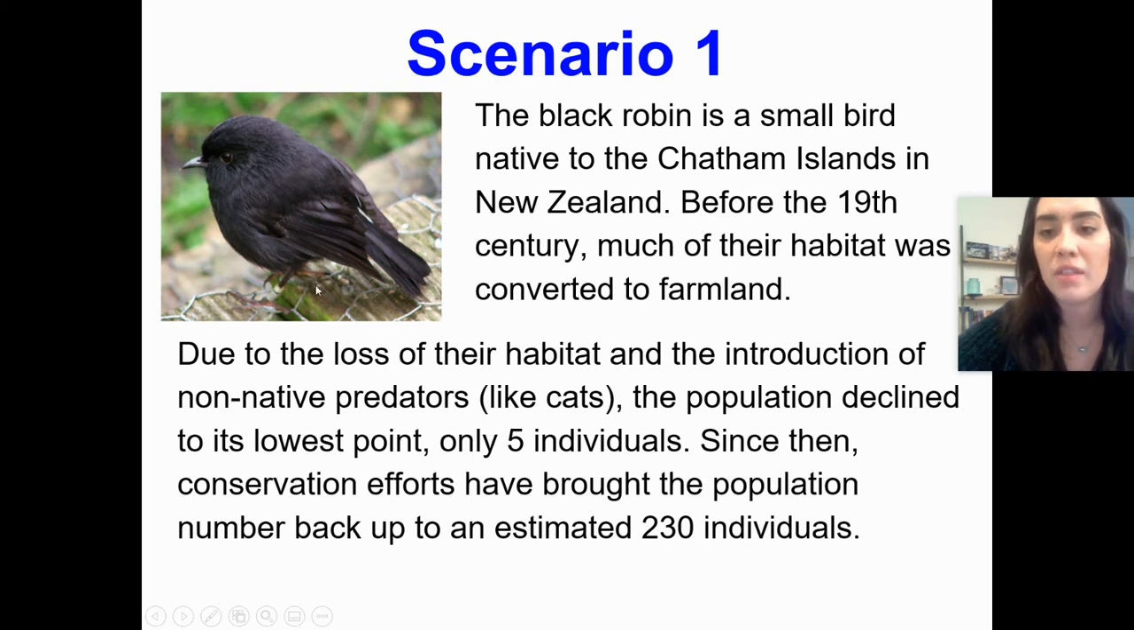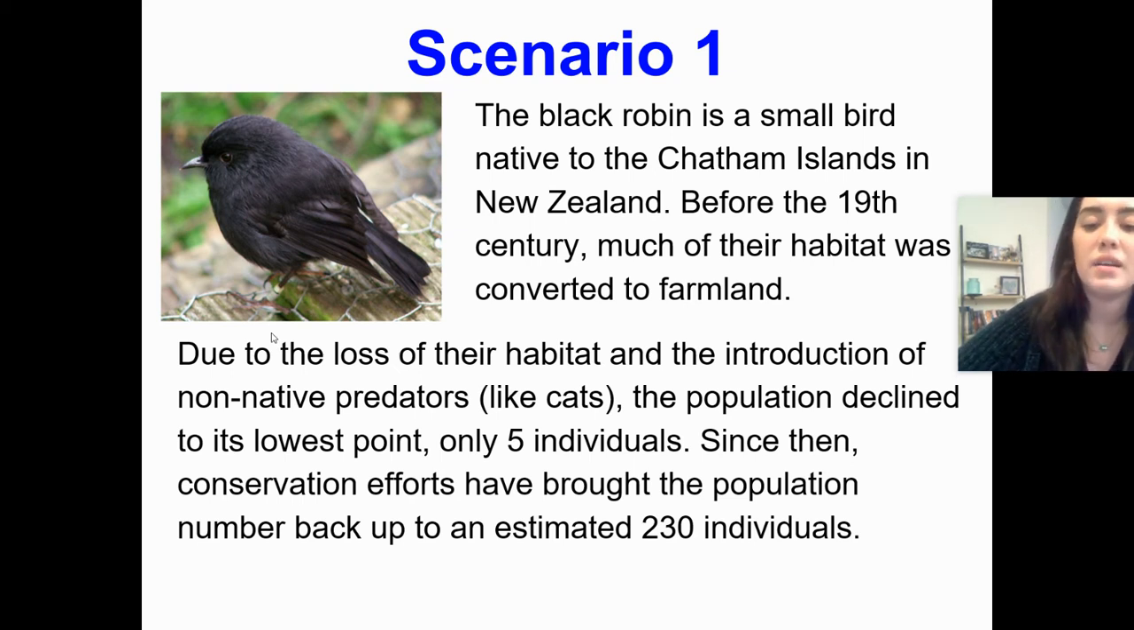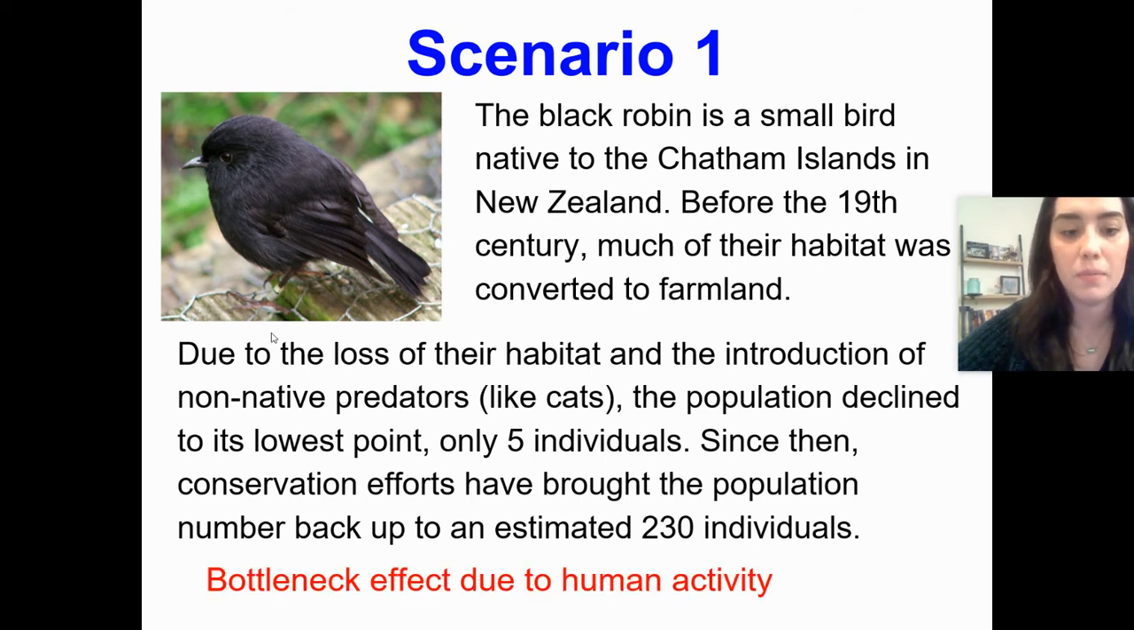Okay, so the first scenario is that there is a black robin, a small bird native to the Chatham Islands in New Zealand. Before the 19th century, much of their habitat was converted to farmland. Due to the loss of their habitat and the introduction of non-native predators like cats, the population declined to its lowest point. So now the population is very small, only 5 individuals. Since then, conservation efforts have brought the population number back to an estimated 230 individuals. Okay.